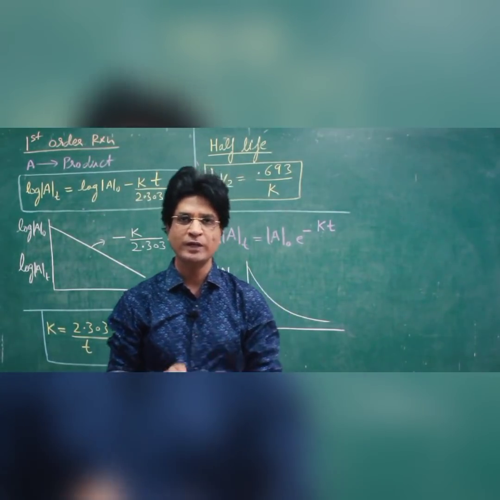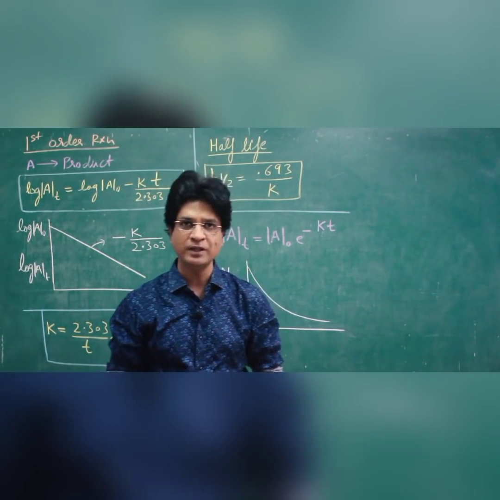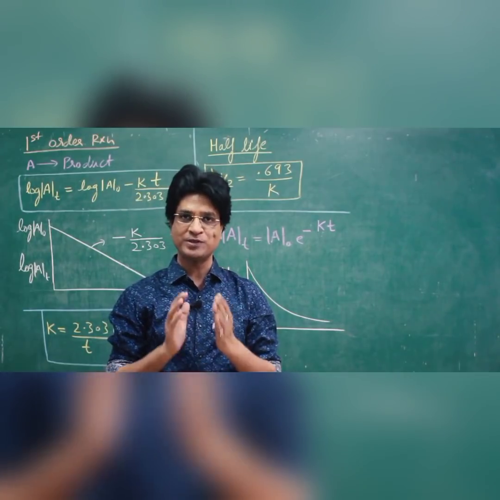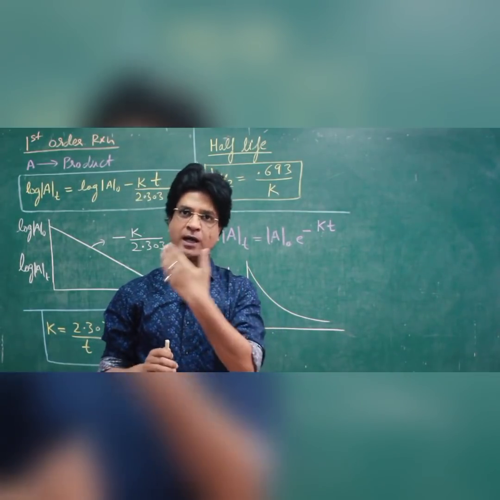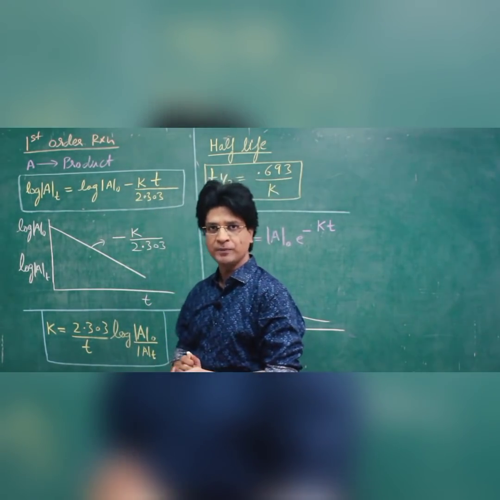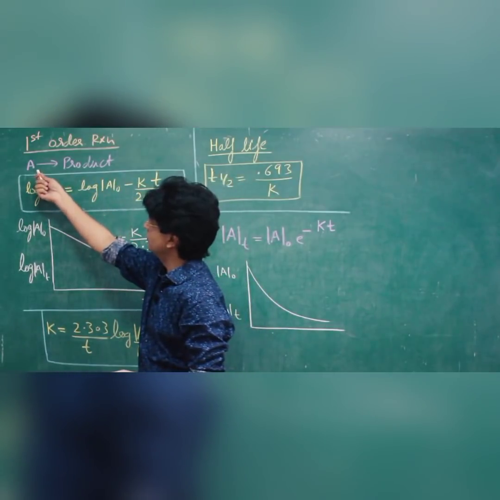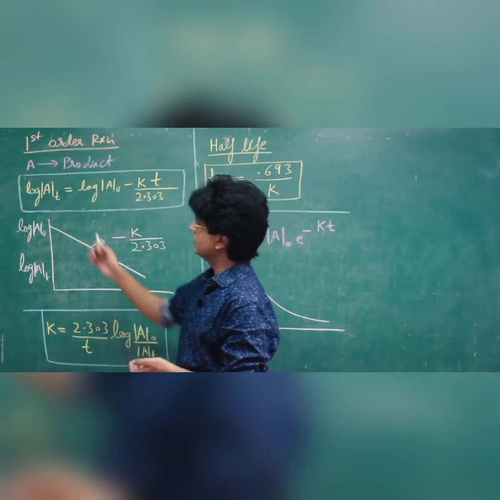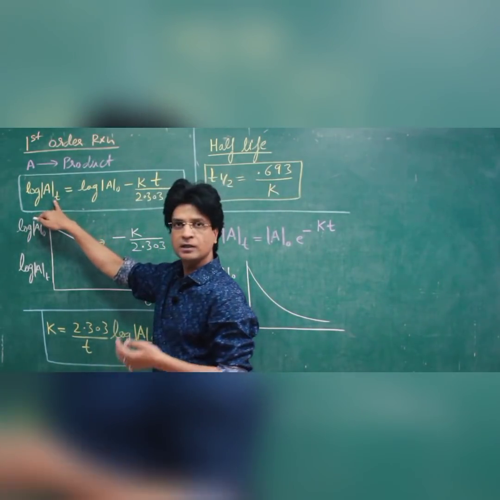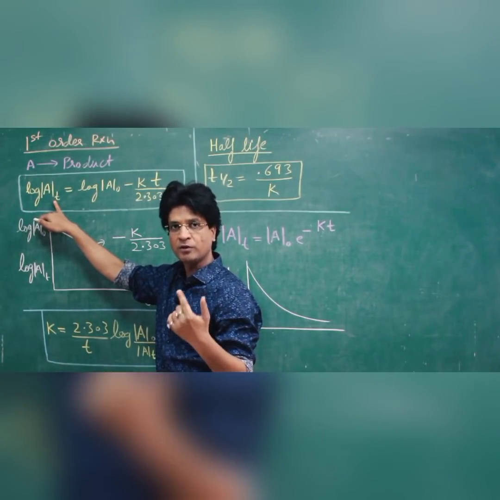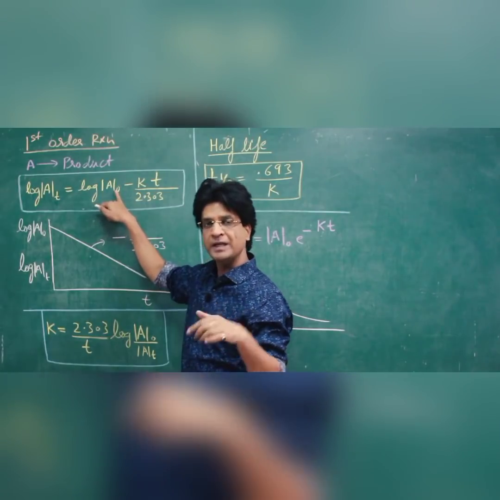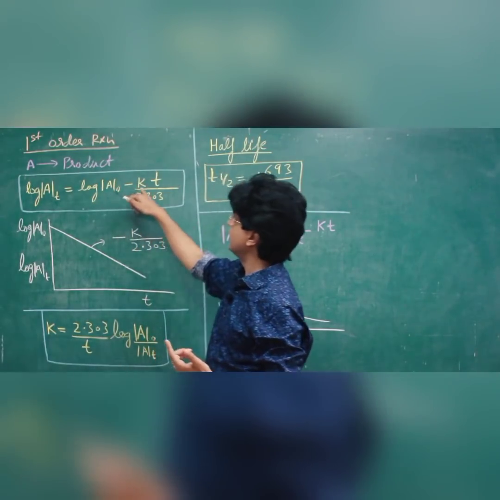Okay students, now we have come to the last part of this chapter, the first order reaction, and that is the most important part of this chapter. Most of the questions are asked from first order reactions only. So let us come to first order reaction. I have again taken a first order reaction. And the equation of first order reaction is log of A_t, where A_t is the amount of substance or reactant remaining after time t, equals log of A naught, where A naught is the initial amount of the reactant, minus Kt divided by 2.303.